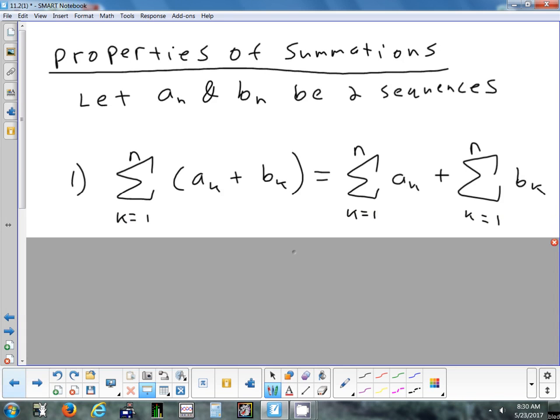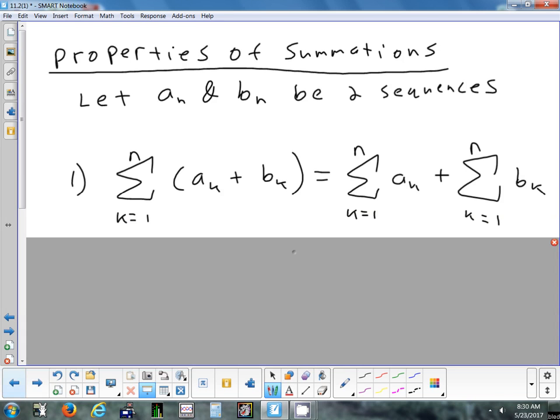Or, if you want to add up all the numbers in sequence A and B, the second way to do it is to first add up every number in the first sequence. Write that down. Add up every number in the second sequence. Write that down. And then add those 2 together.